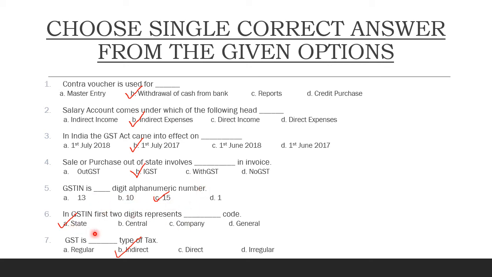Then the first two digits, state code. GST is a type of indirect tax. Don't get confused in this. You might write direct, regular or irregular. Mostly students won't write irregular, but they might get confused between regular or direct tax. But remember, all taxes are indirect taxes. Previously also whatever tax was there was indirect, and when GST started, this is also an indirect tax. So let's move further and see the next question.